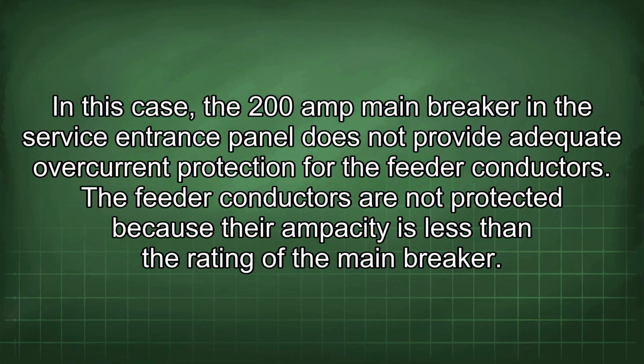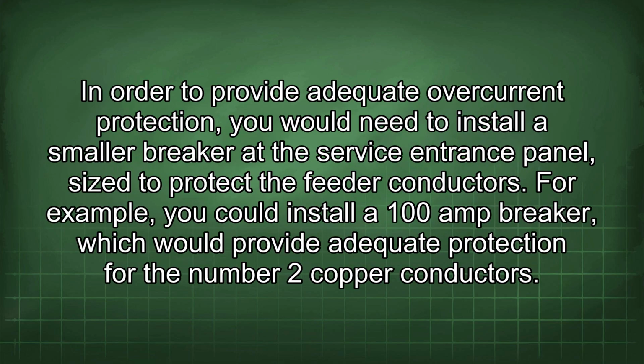In this case, the 200 amp main breaker in the service entrance panel does not provide adequate overcurrent protection for the feeder conductors. The feeder conductors are not protected because their ampacity is less than the rating of the main breaker. In order to provide adequate overcurrent protection, you would need to install a smaller breaker at the service entrance panel, sized to protect the feeder conductors.